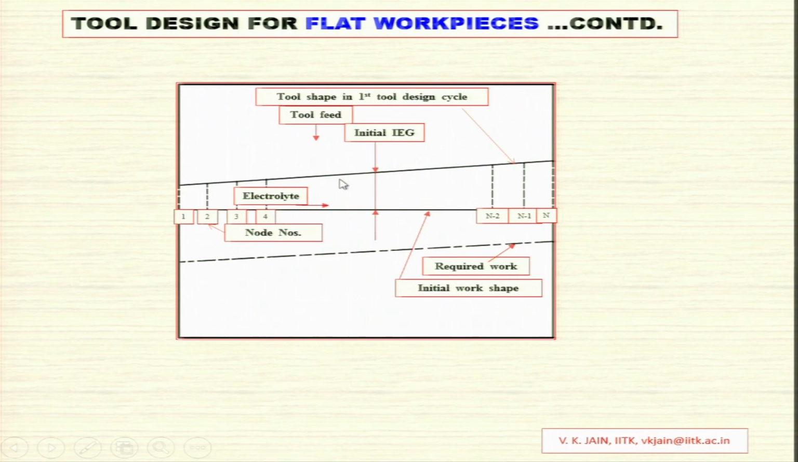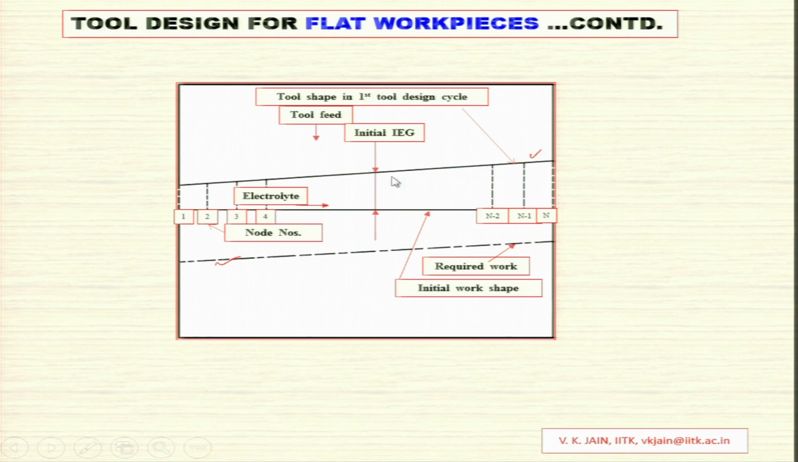Please see it carefully. The tool shape in the first design cycle: this is the required work shape, and this is the assumed tool shape for the first design cycle. You can see the gap between the two is kept more or less the same, and based on the workpiece shape the tool has been assumed. This gap is the same as this gap over here, the initial first stage cycle. Now these are the different nodes, 1, 2, 3, 4. Electrolyte is flowing over here, and this is the required work shape, and this is the initial work shape.